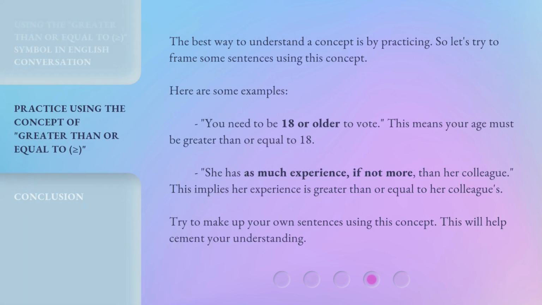The best way to understand a concept is by practicing. So let's try to frame some sentences using this concept. Here are some examples. You need to be 18 or older to vote. This means your age must be greater than or equal to 18. She has as much experience, if not more, than her colleague. This implies her experience is greater than or equal to her colleague's. Try to make up your own sentences using this concept. This will help cement your understanding.